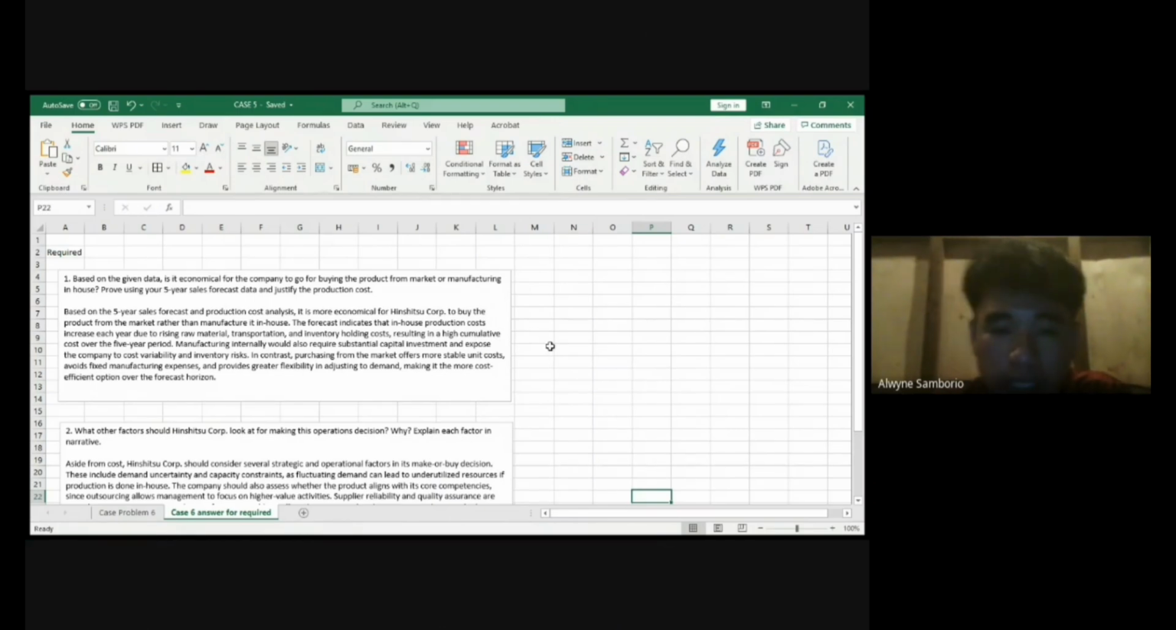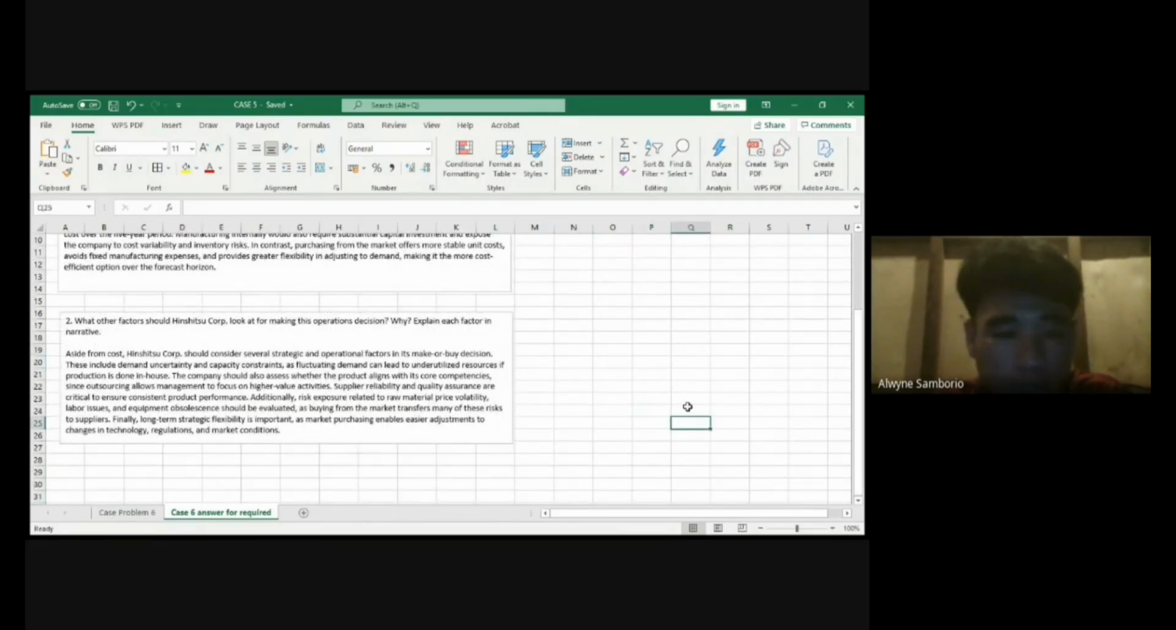The forecast indicates that in-house production costs increase each year due to rising material, transportation, and inventory holding costs, resulting in high cumulative cost over the 5-year period. Manufacturing internally would also require substantial capital investment and expose the company to cost variability and inventory risk. In contrast, purchasing from the market offers a more suitable unit cost, avoids fixed manufacturing expense, and provides greater flexibility in adjusting to demand, making it the more cost-efficient option over the forecast horizon.